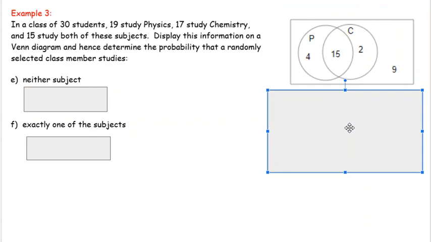Okay, same Venn diagram. What is the probability a student studies neither subject, and what is the probability a student studies exactly one of the subjects? So if you haven't done those yet, get those written down.